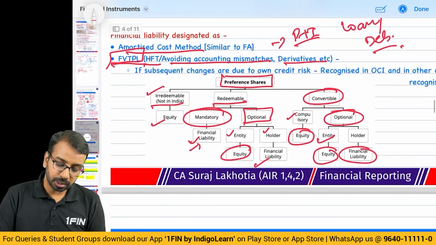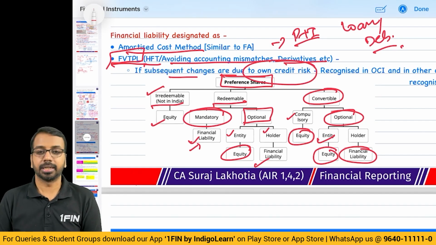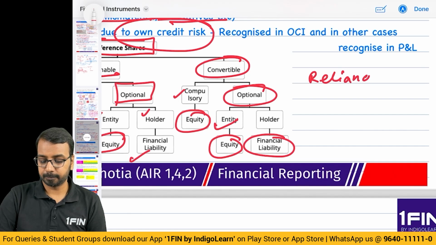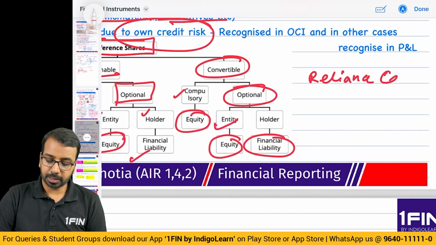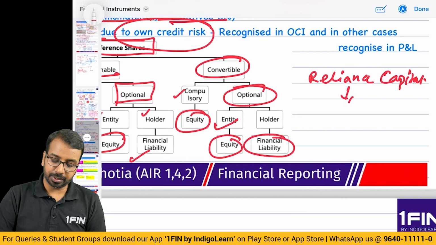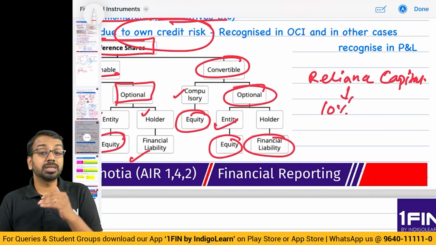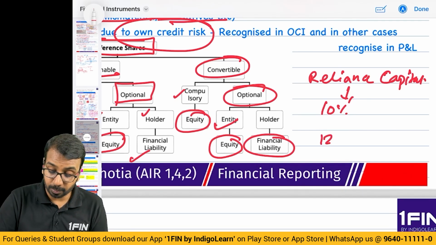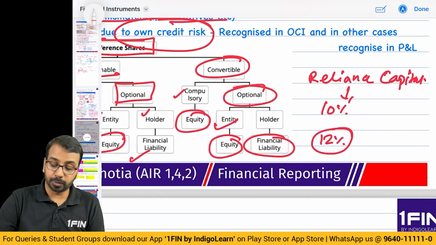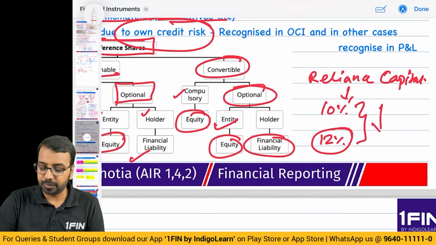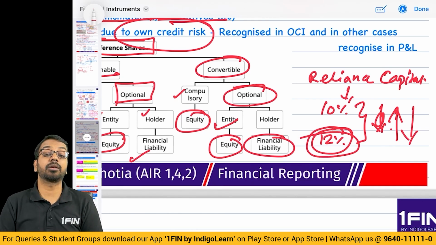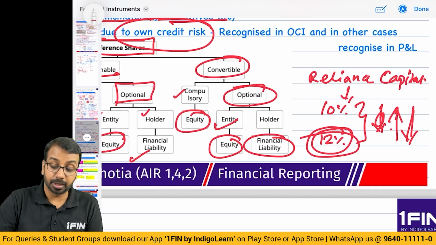Now, if at all the subsequent changes are due to changes in own credit risk, what is the meaning of that? Changes in own credit risk means, let us say you talk about Reliance Capital, for example. Currently they have taken a loan at 10% because their credit profile has deteriorated. And if they now go and see the relevant benchmark rate, their benchmark rate becomes 12%. Now, all of us know that as far as these interest rates are concerned, if interest rates go up, the value of the liability comes down. So, for Reliance, if they are now using 12% to calculate the fair value of the liability, the value of the liability would go down.